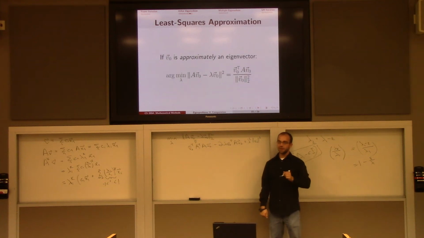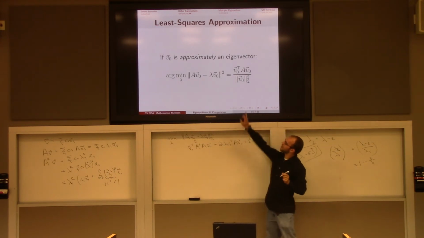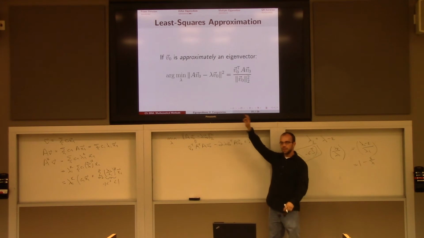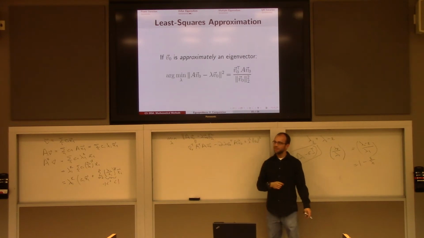Yeah? But now, what is our unknown? What's that? Lambda. Yes, our unknown is lambda. Remember, somebody has given us a V naught, and our question is what eigenvalue looks kind of like V naught could be an eigenvector with that eigenvalue? There's a reason why we're solving this. We're going to come back to it in a second.